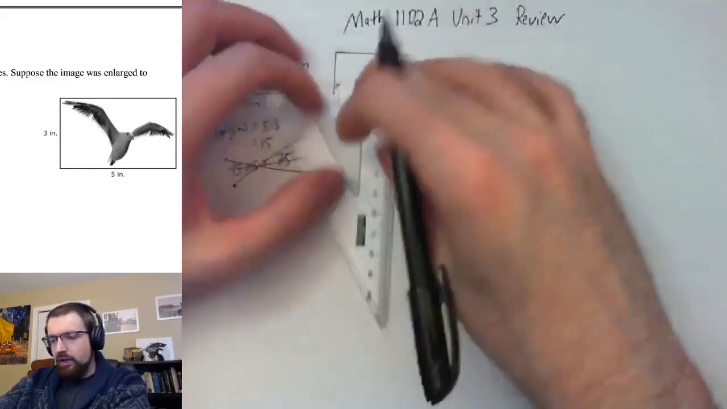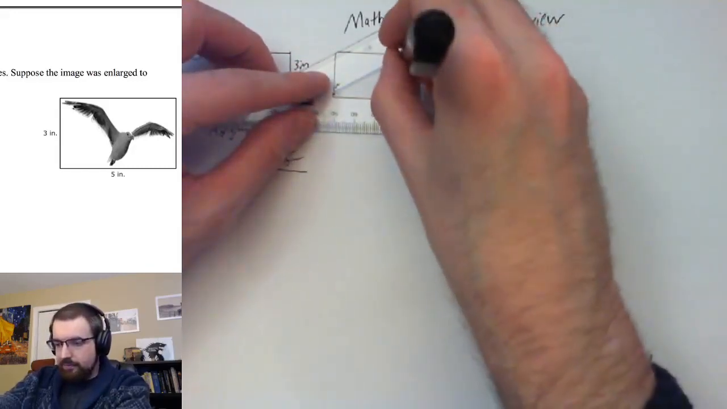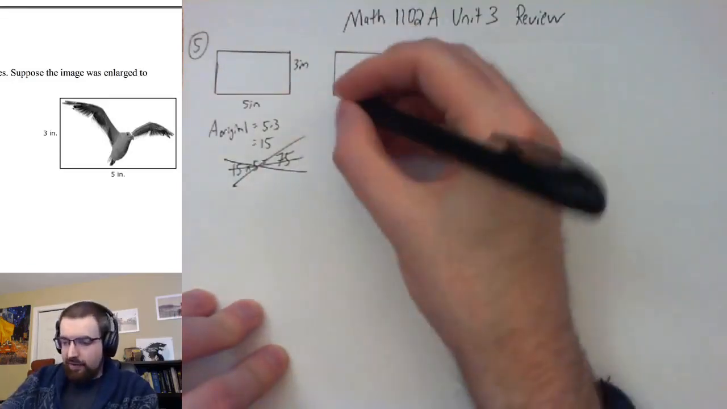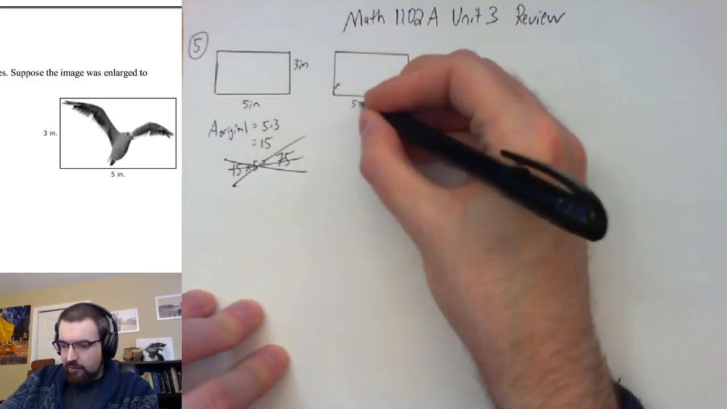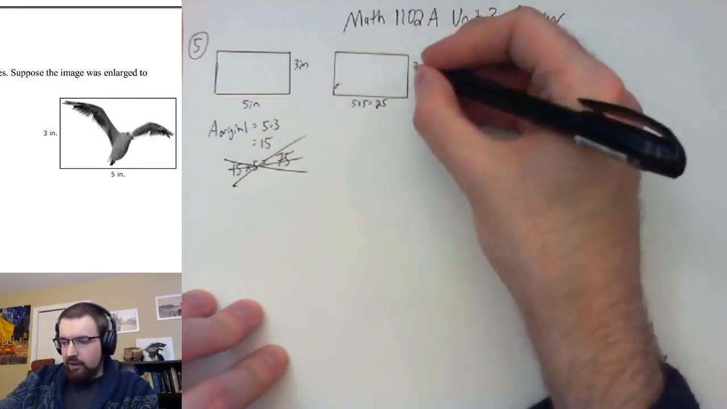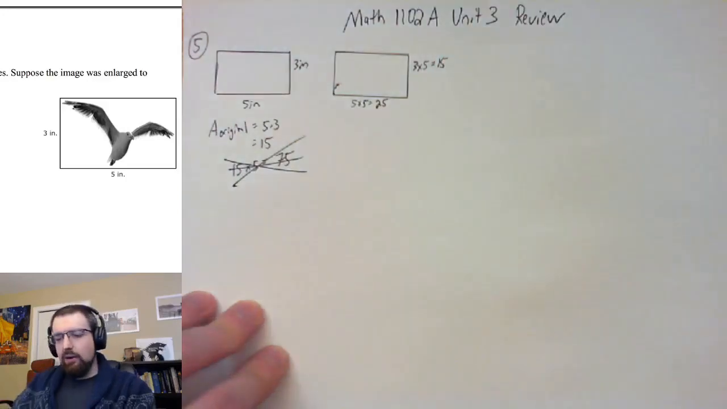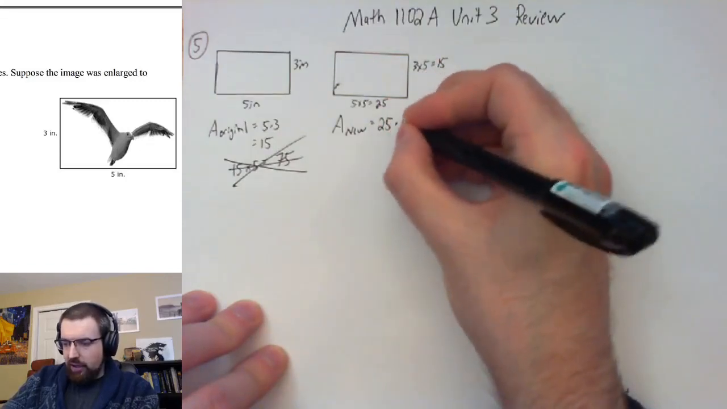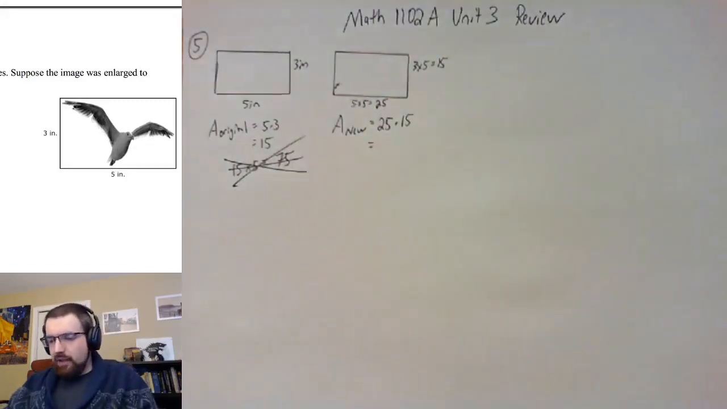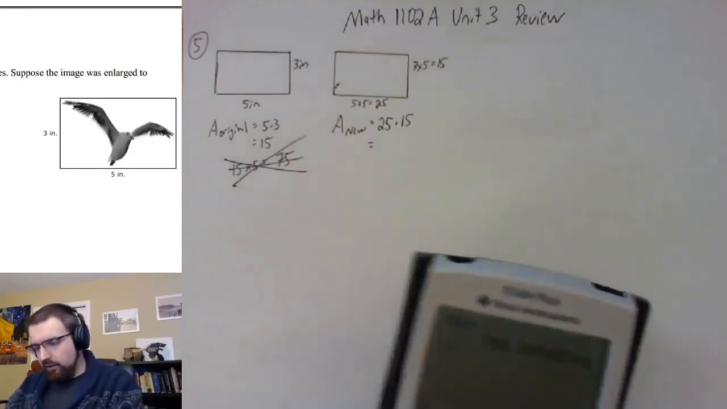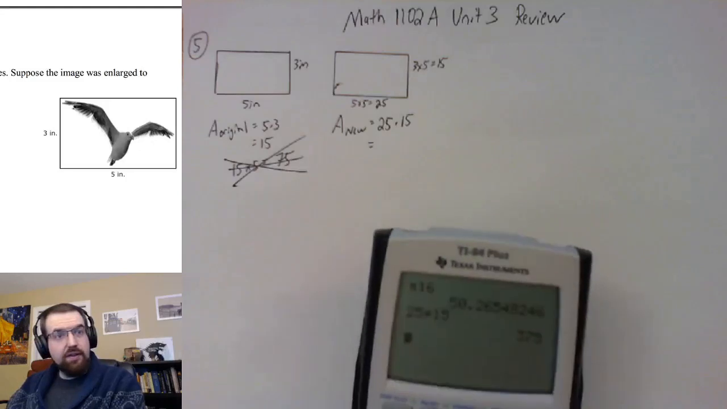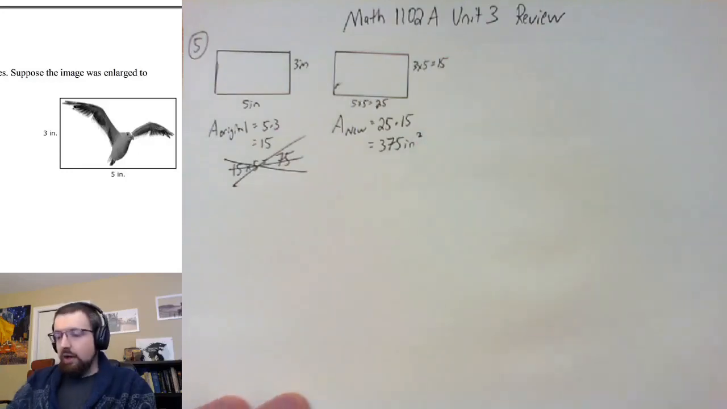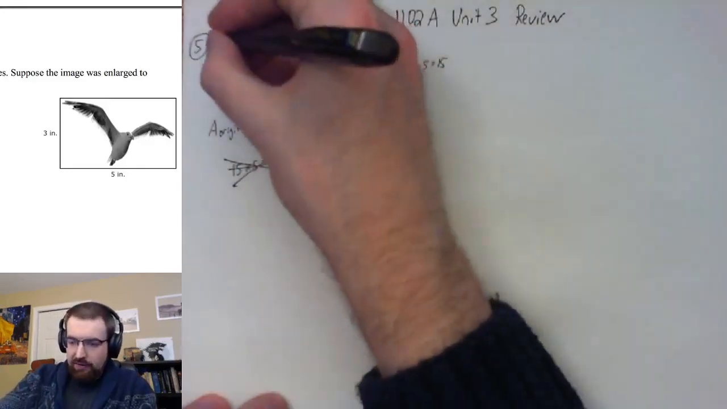But let me show you over here now what I'm going to do. I'm going to draw out a new one, and I'm going to multiply both of them by 5. So 5 times 5, this one's going to be 25 now. 3 times 5, this one's going to be 15 now. So the area of the new one is going to be 25 times 15, so it's going to be 375. Yeah, 375. Look at that. 375 inches squared. Okay, so that is 5A.